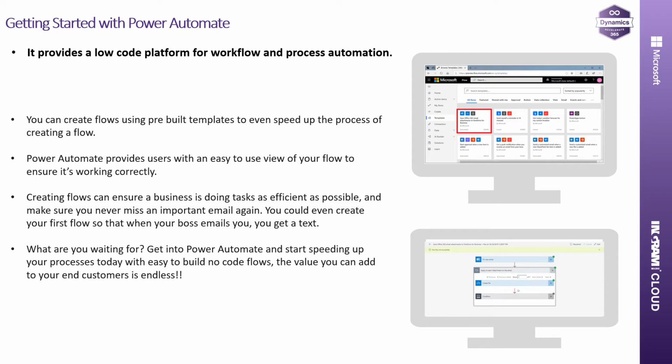Power Automate provides users with an easy-to-use view of your flow to ensure it's working correctly. Creating flows can ensure a business is doing tasks as efficiently as possible and make sure you never miss an important email again. You can even create your first flow, for example, so that you get a text when your boss emails you. Something as simple as that just to start it off. So really the big question is now, what are you waiting for?